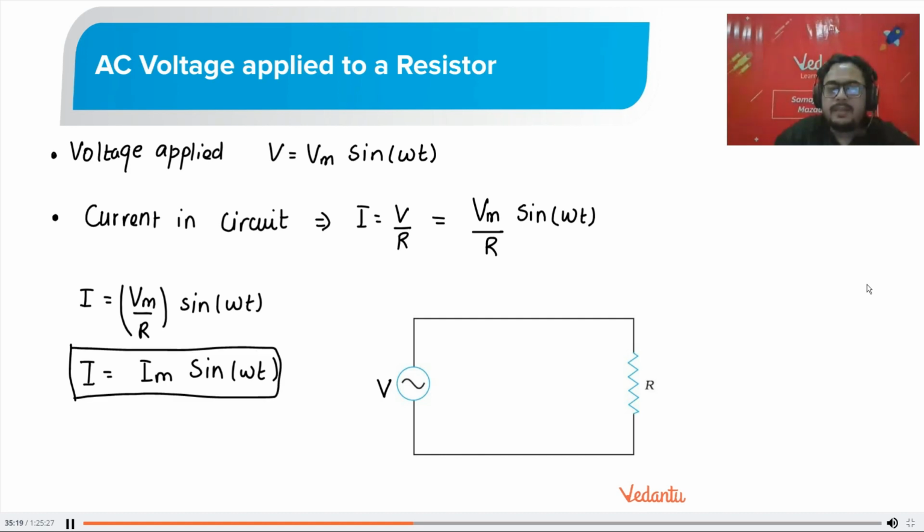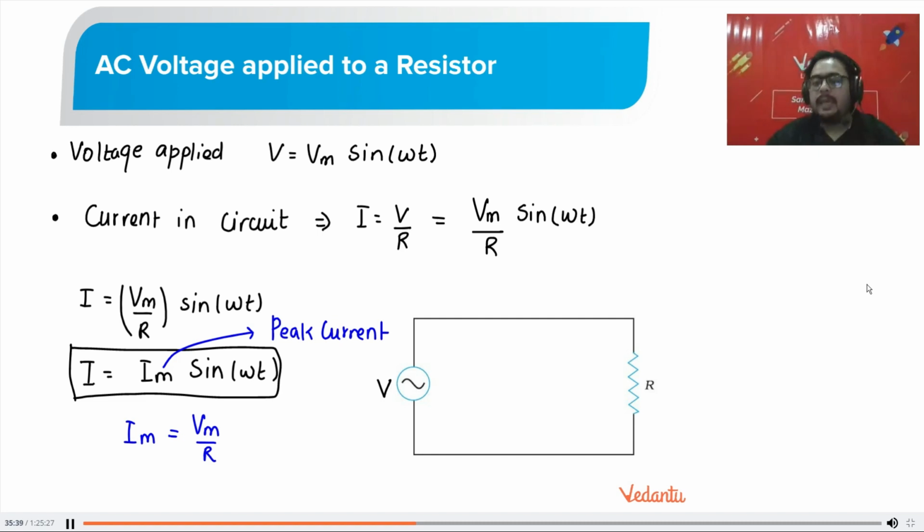Here, what is Im? Same story will repeat. Im is called peak current or maximum current. And the value of Im is Vm by R. That is it. Any doubts in this? So current will also be oscillating. Current will also be a function of time with the same frequency. Any doubts?